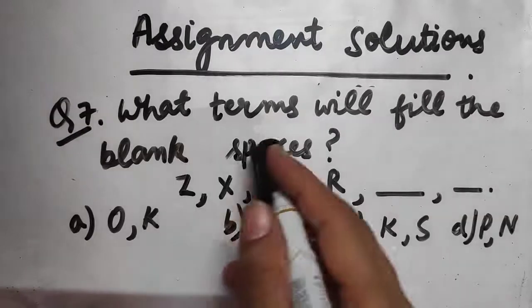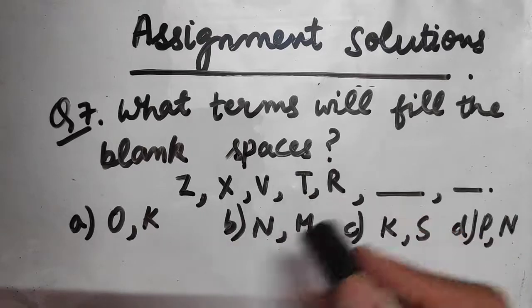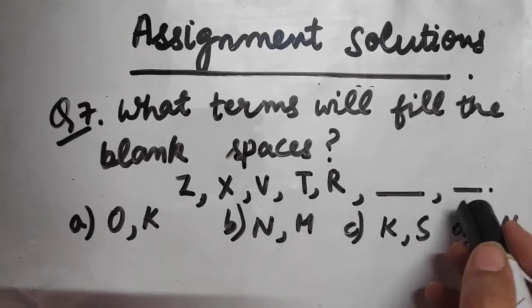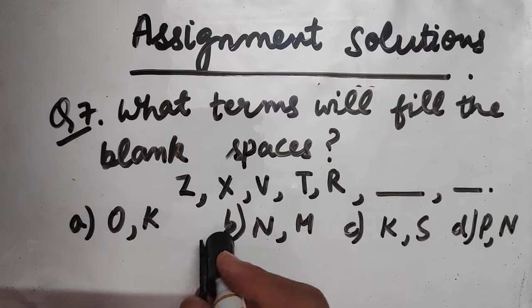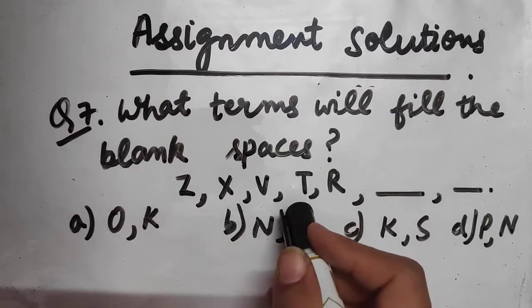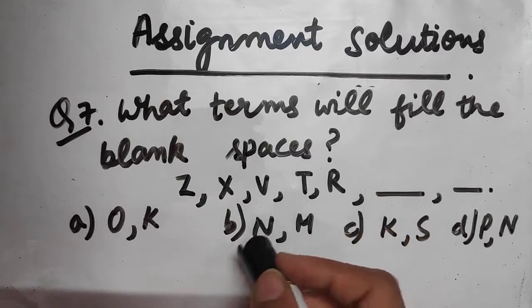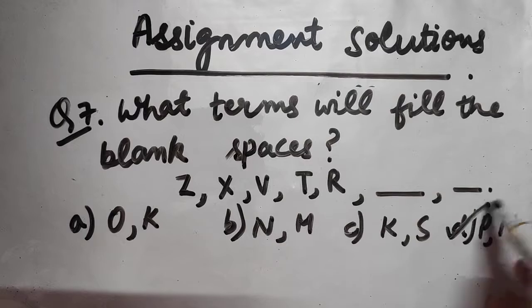Question number 7, what terms will fill the blank spaces? Z, X, V, T and R. So there are two blank spaces. Now we need to observe the pattern of the given series. Clearly the given series consists of alternate letters in reverse order. So the missing letters would be P and N.